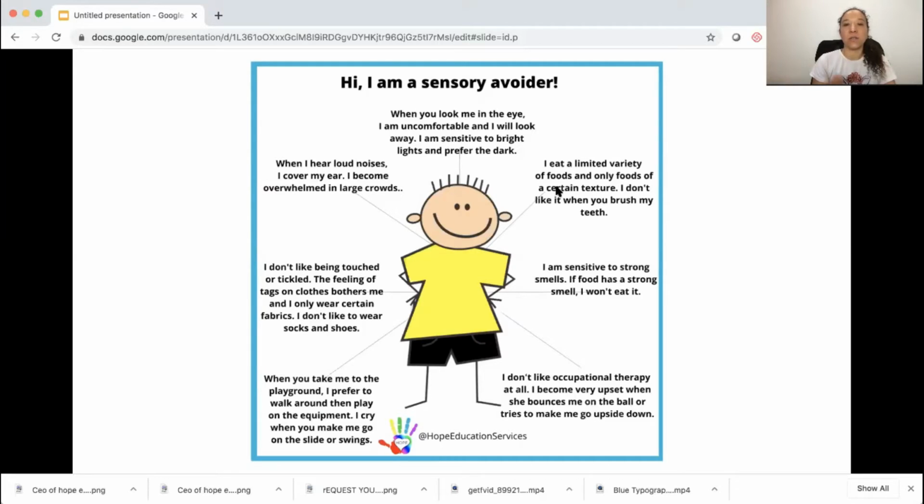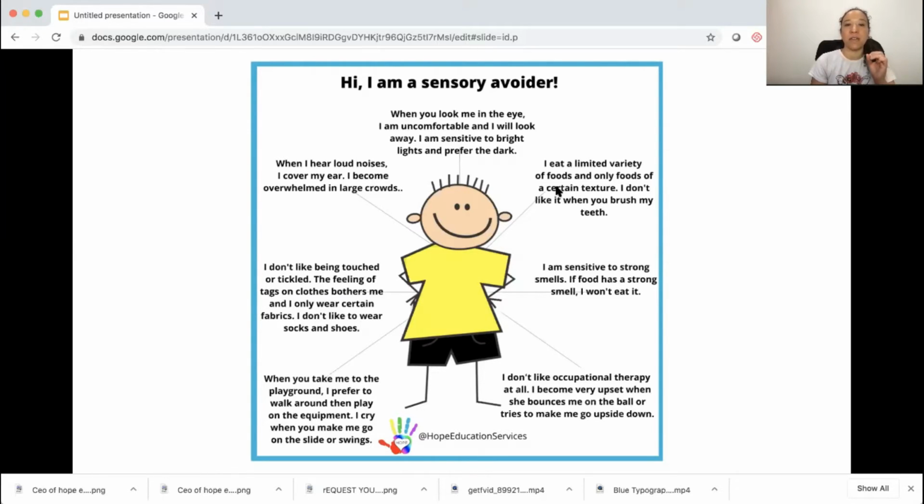These are the kids who are going to be avoiding tags on their clothing. There might be certain types of clothes that they don't like. These are the kids that might take their clothes off. I've worked with kids who, even in public places, will just take their clothes off. It has nothing to do with wanting to be naked. It has more to do with the fact that they don't like the sensation. They don't like wearing socks and shoes.